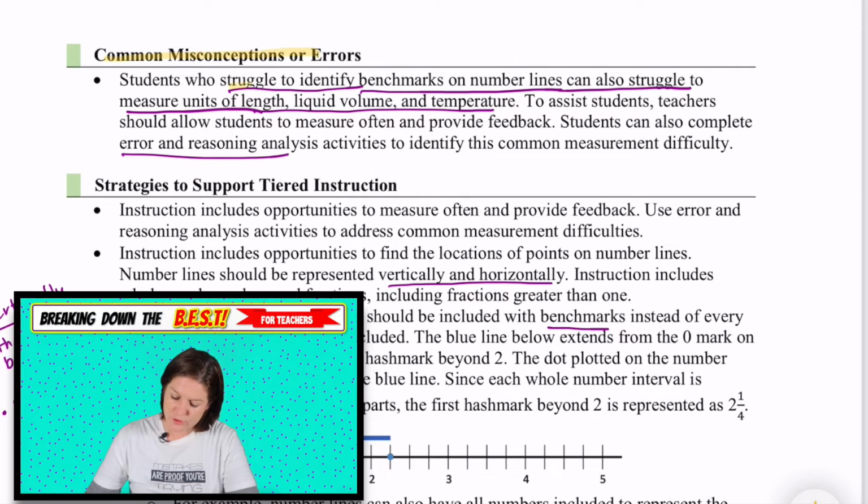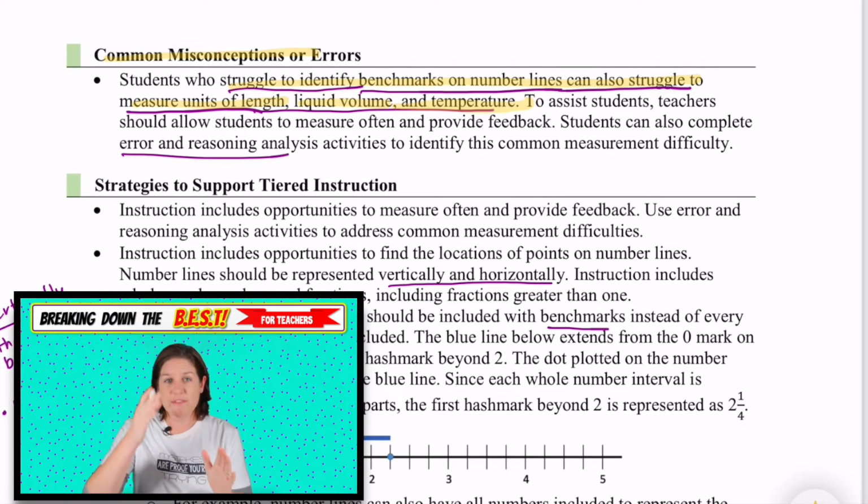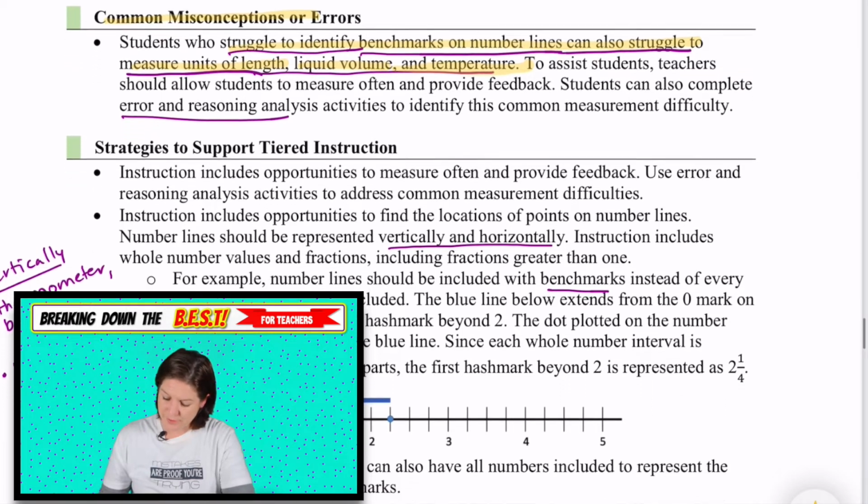It says that students struggle to identify benchmarks on number lines, can also struggle to measure units of length, liquid volume, and temperature. In other words, it might be difficult for students to identify what the lines mean in between the wholes. So we really have to work on what does each individual line mean in reference to the whole that we're seeing. And I'll show you kind of what I mean with some examples when they pop up.